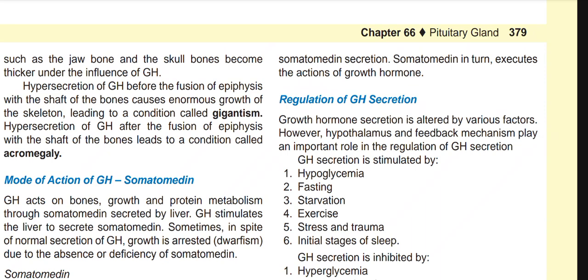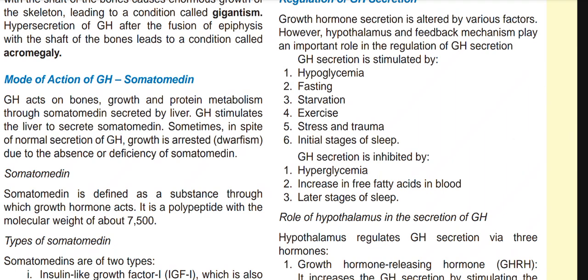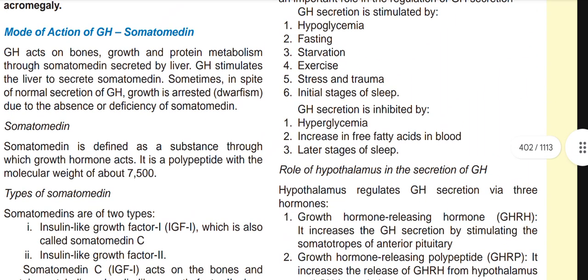Regulation. Now we will discuss the regulation of growth hormone secretion. Growth hormone secretion is altered by various types of factors. However, the hypothalamus and the feedback mechanism play an important role in the regulation of growth hormone secretion. Growth hormone secretion is stimulated by hypoglycemia, fasting, starvation, exercise, stress, trauma, and initial stages of sleep. And growth hormone secretion is inhibited by hyperglycemia, increase in free fatty acids in blood, and later stages of sleep.